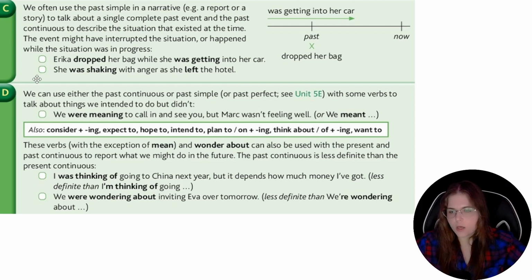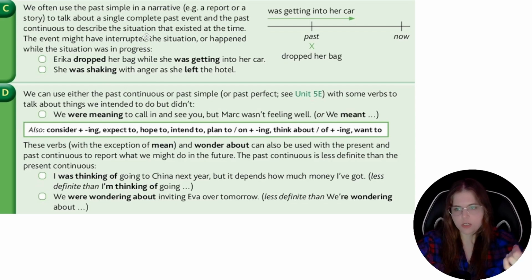Or a classical, quite common example here: I was reading a book when my mom came into the room. And because of her coming, I can't continue reading now. So she interrupted me, and I was reading, past continuous. She came into, or she entered the room, short action.